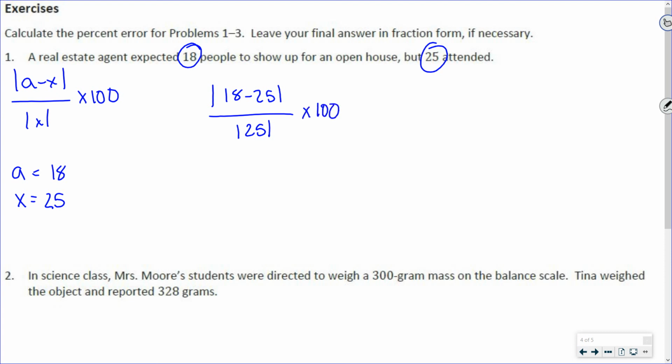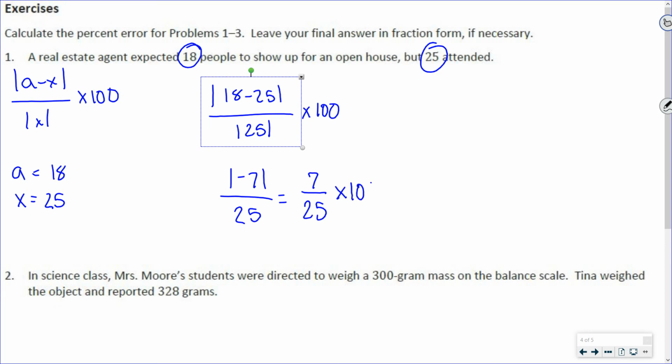Mr. Hale, how did you know how to set that up? Remember what I said. A is what the measured value is, the approximate value, what you think is going to happen. That's A. X, that's the exact value. That's what really happened. Then all you got to do is plug in 18 for A, 25 for X, and then you put 25 twice. So you get 18 minus 25. That would be a negative 7 over 25. Well, the absolute value of a negative 7 is going to be 7. So it's 7/25 times 100.